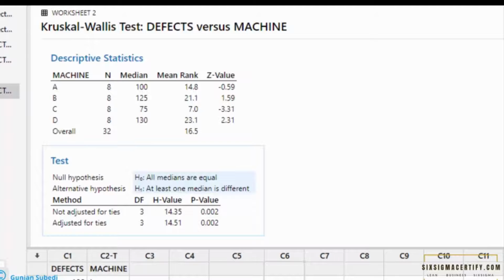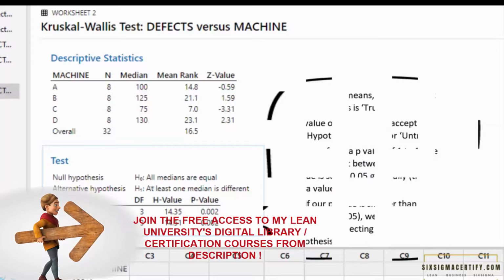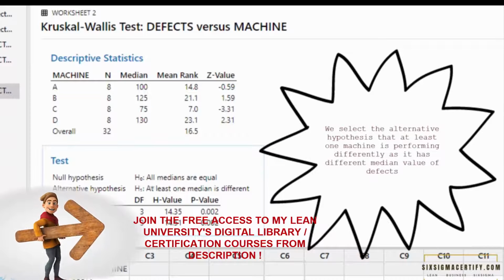So we are interested in the P value here. P value is 0.002, which is lesser than the alpha value of 0.05. What does it mean? It means that we reject the null hypothesis since the P value is far lesser than alpha. What does the alternative hypothesis suggest? There is at least one median which is different, or there is at least one machine which is producing a statistically different number of defects compared to other machines.